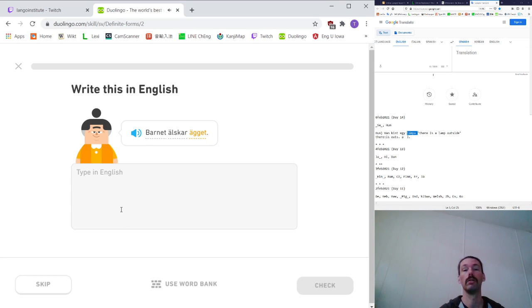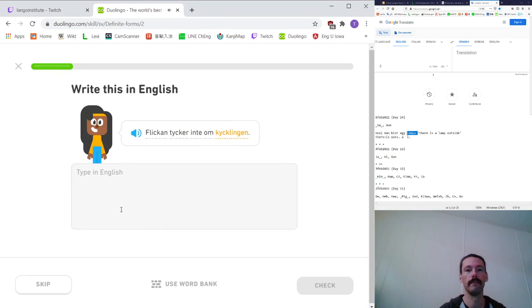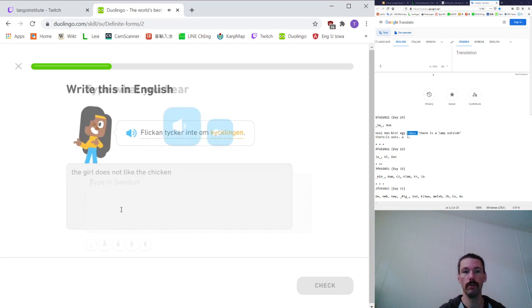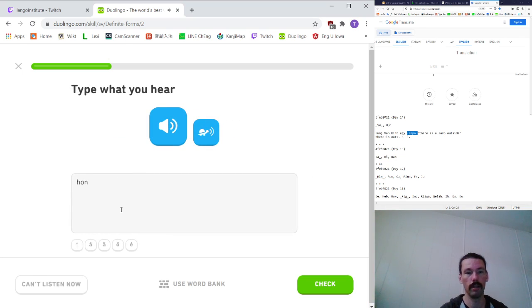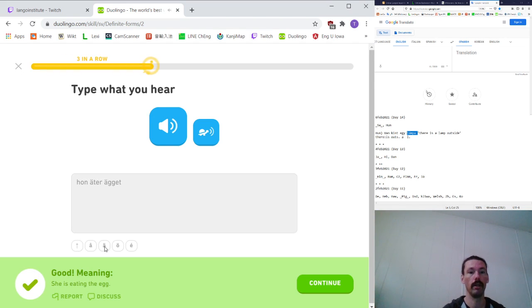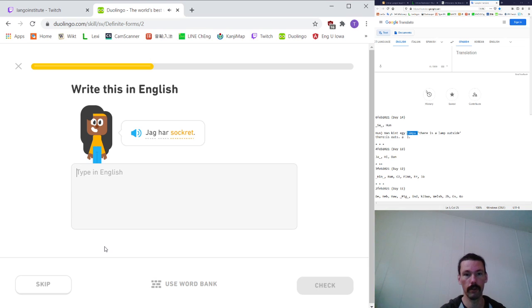Barnet älskar ägget. Okay, the child loves the egg. Bit of an odd sentence, but why not? Flickan tycker inte om kycklingen. Girl does not like, tycker inte om, not like the chicken. Don't know if it's the animal or the food. Hon äter ägget. Ägget also has umlaut. She's eating the egg. Jag har sockret. The sugar. Har du saltet?